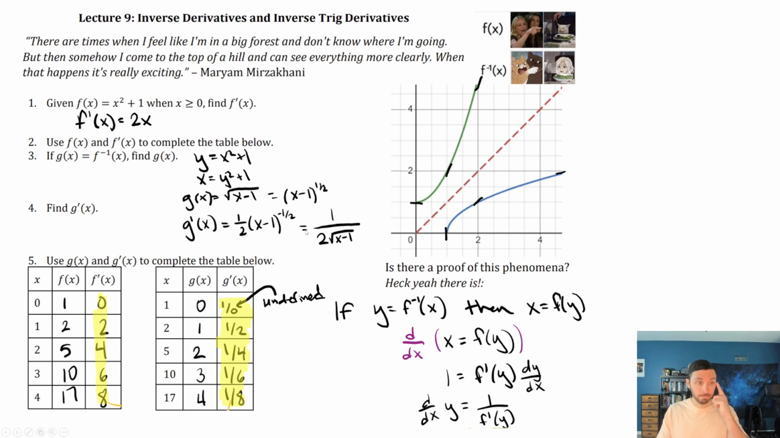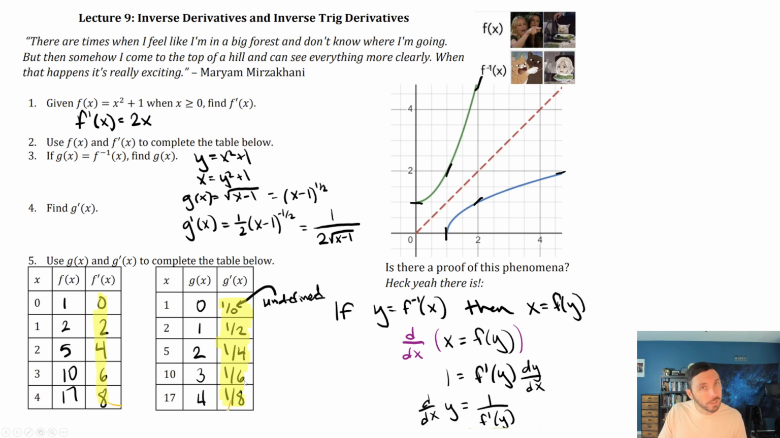Now, when I plug in the output at each of these moments into the derivative, you'll notice some pattern. You'll notice that 0 turns into an undefined value, 1 over 0. 2 turns into 1/2. 4 turns into 1/4. 6 turns into 1/6. 8 turns into 1/8.